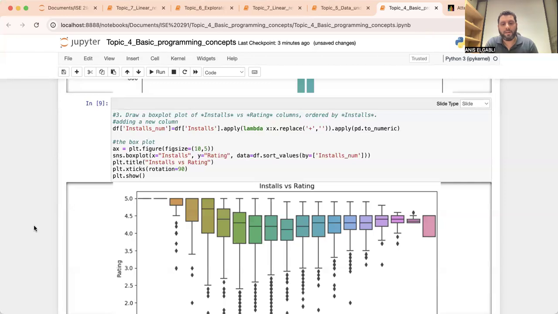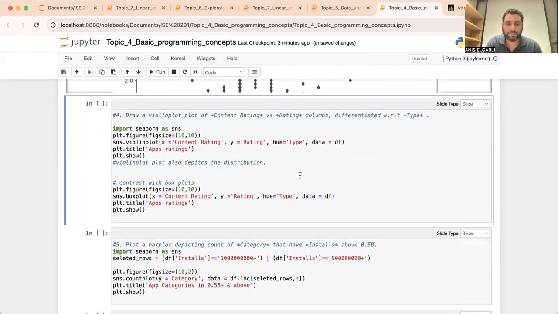Now we go to the next example here. Here we are introducing another visualization tool called the violin plot. Let's first read here. Draw a violin plot of content rating versus rating columns, differentiated with respect to the type. So what is rating? Rating is the numerical attribute. So we will plot the statistics of this numerical attribute differentiated by the different categories or choices for content rating.